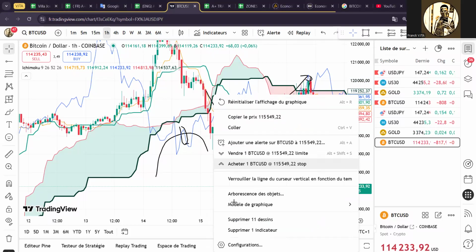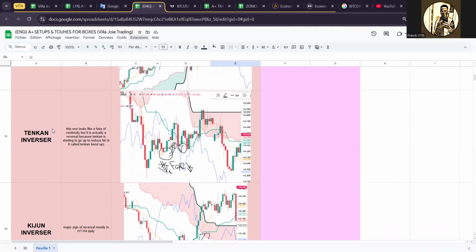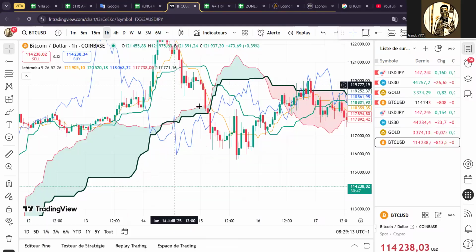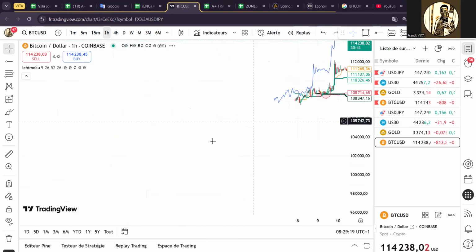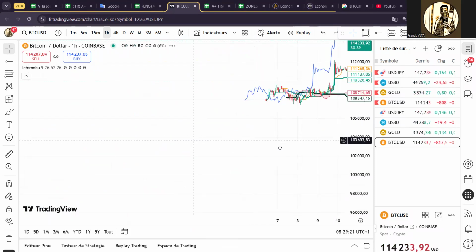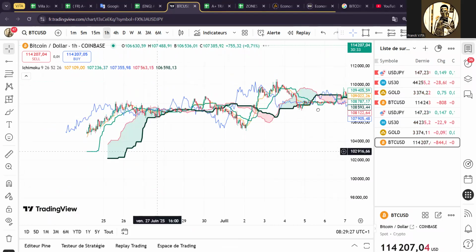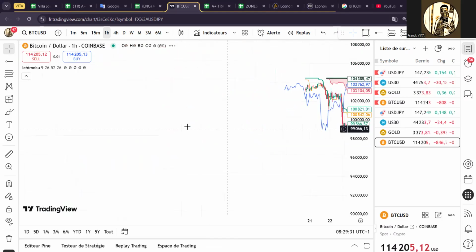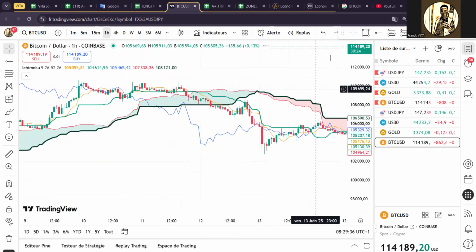So after the dunk, we have the inverted Tenkan. The inverted Tenkan is mostly. Let me find an inverted Tenkan for you guys. Okay, let us take this one. This is an inverted Tenkan.